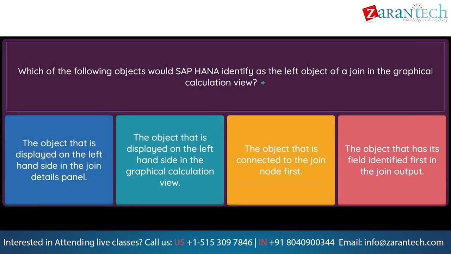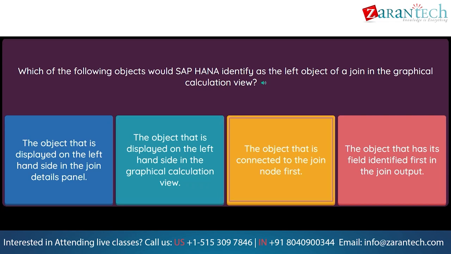Question: Which of the following objects would SAP HANA identify as the left object of a join in the graphical calculation view? Option 1: The object that is displayed on the left-hand side in the join details panel. Option 2: The object that is displayed on the left-hand side in the graphical calculation view. Option 3: The object that is connected to the join node first. Option 4: The object that has its field identified first in the join output.